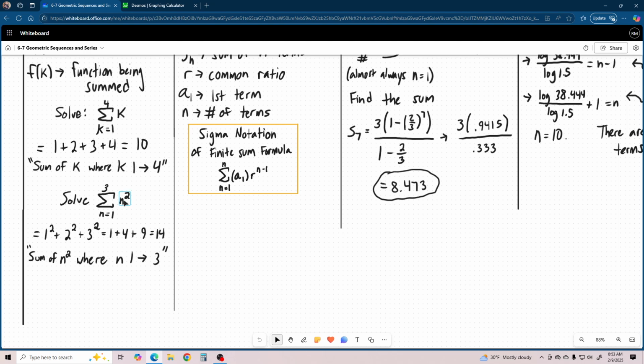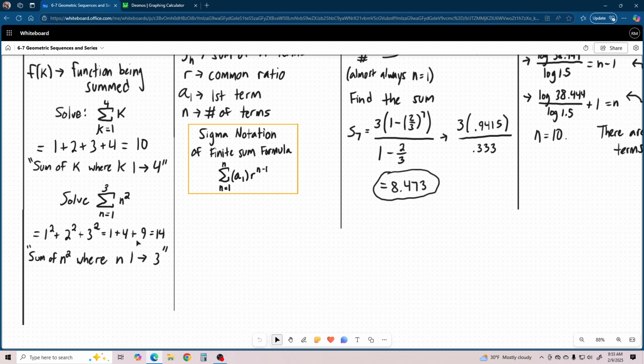So we need to know n sub 1, n sub 2, and n sub 3. So n sub 1 would be 1 squared, which is 1. n sub 2 would be 2 squared, which is 4. And n sub 3 is going to be 3 squared, which is 9. So we have 1, 4, and 9, and we're taking the sum of those numbers. 1 plus 4 plus 9 is 14. So the sum of n squared from 1 to 3 equals 14.